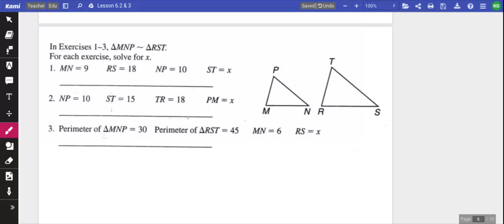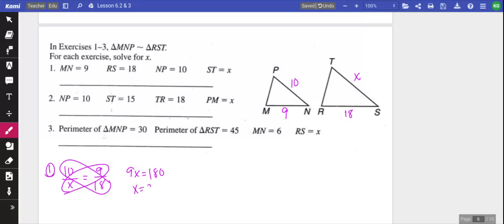So when we have these similar triangles, we prove them using our cross multiplies. So for number 1 here, we have MN is 9, RS is 18, NP is 10, ST is X. So I'm going to set it up as 10 over X equals 9 over 18. 9 times X is 9X. 18 times 10 is 180. Divide by 9, and I get X to be 20, which is ST.